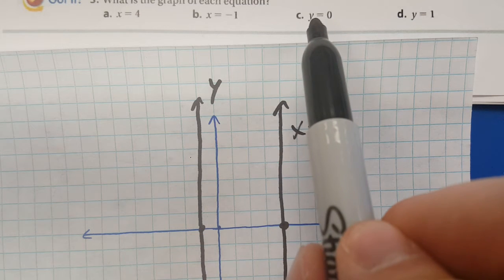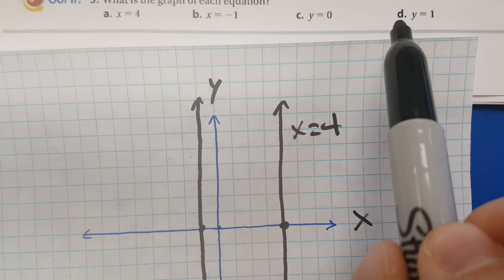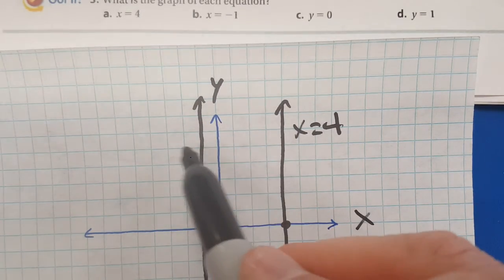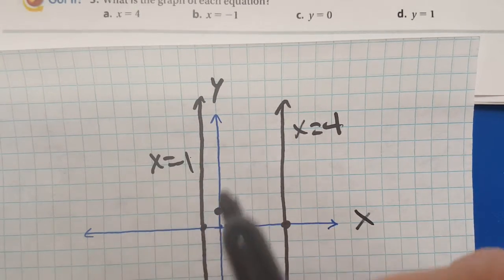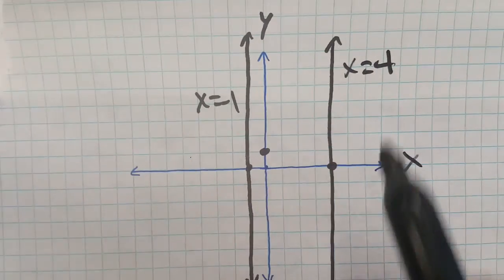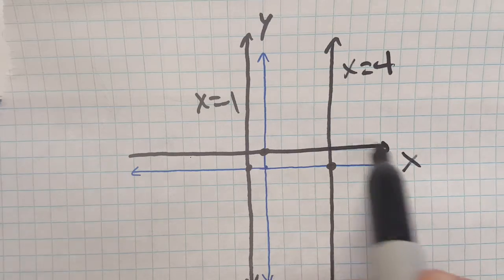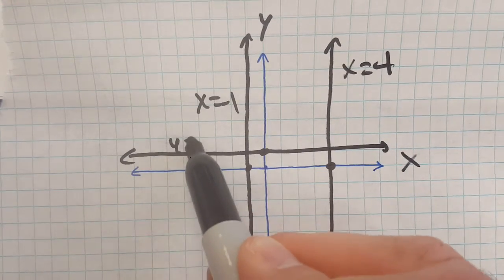Now, horizontal lines. This is kind of a weird one. I'm going to skip this one. Here we go. Here's D. Y equals 1. Where does y equal 1? Right here. Oops, I didn't label this line. Sorry. There you go. Where does y equal 1? Right here. So then that's a horizontal line. As you can see, things get kind of crowded here really quick.